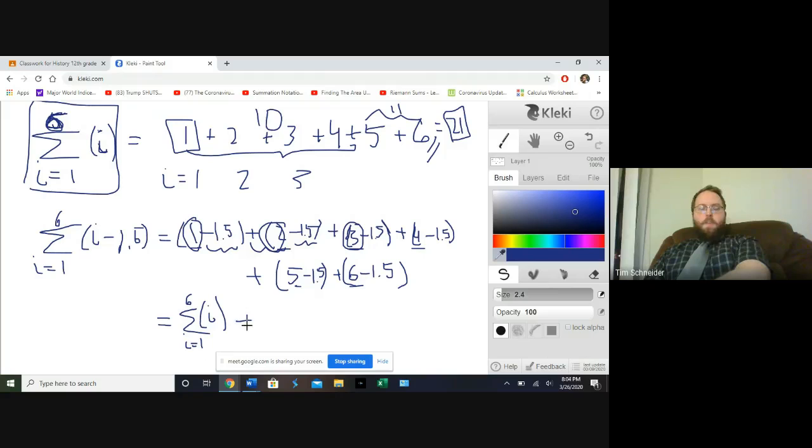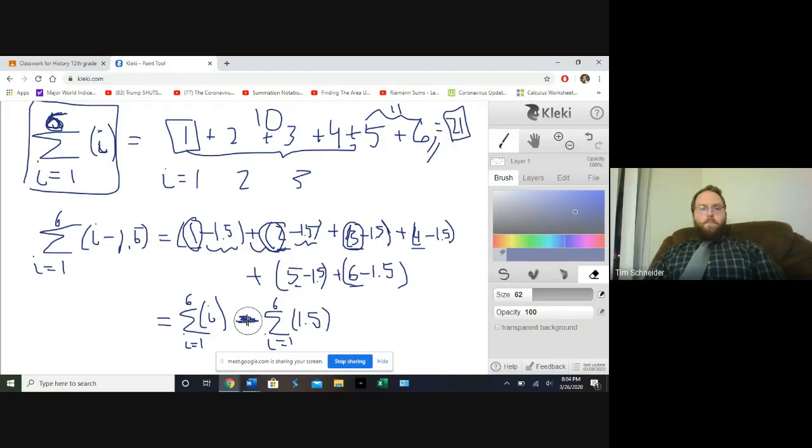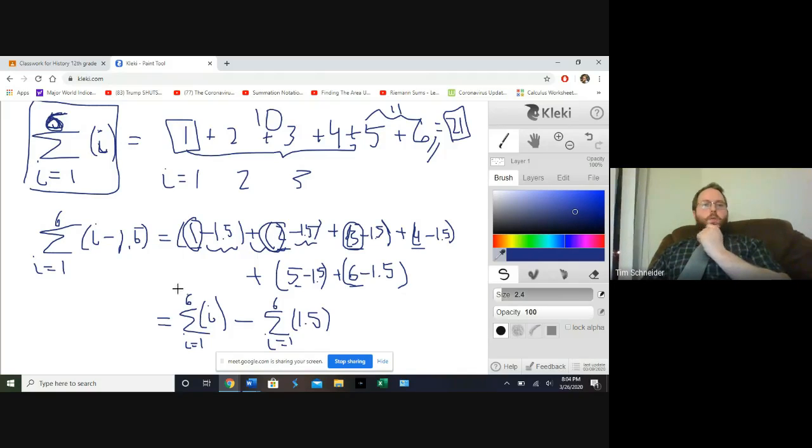Okay? And then we can add to that, or let's even say minus. From that we subtract. What are we doing each time? We're subtracting the sum from i equals 1 to 6 of 1.5. That's what's happening each time. Okay. Got a little neater.